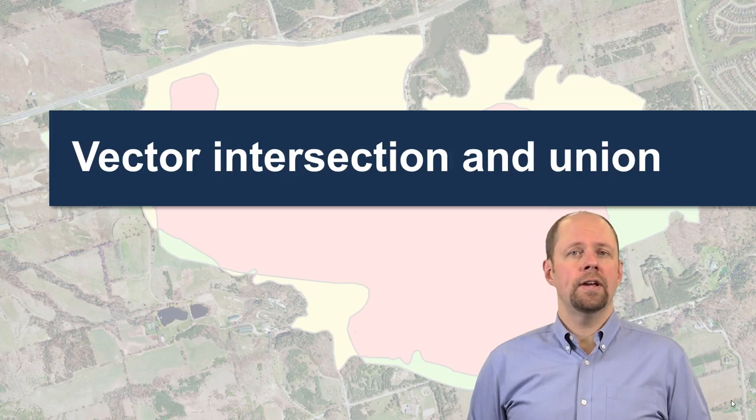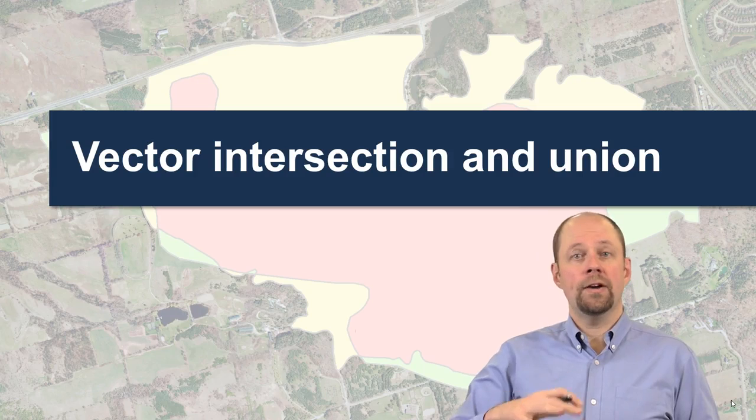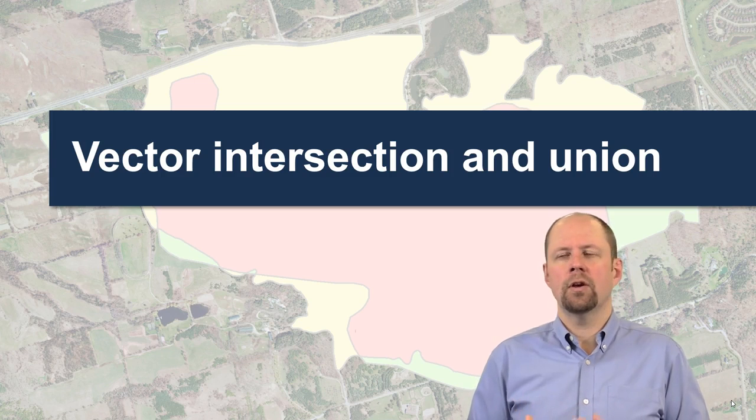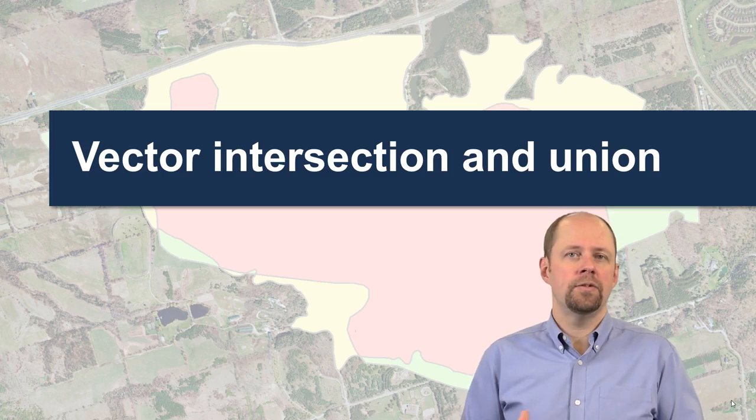Let's have a look at vector intersection and union. These are tools for overlay of vector data, and we can look at how different layers interact with each other in space and look at combinations of them. They're really useful tools, and I think you'll find them to be kind of interesting. Let's look at it conceptually first.